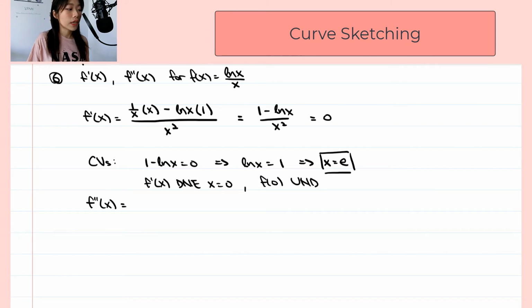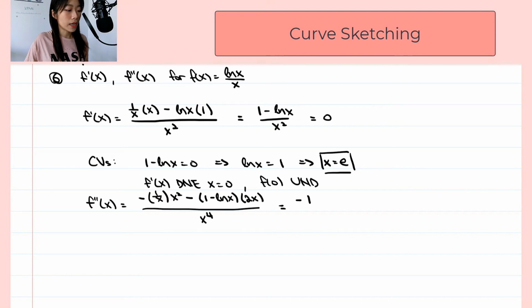So we take the derivative again from the first derivative. The first derivative was (1 minus ln of x) over x squared. So again, we need to use the quotient rule. From here we get (negative 1 over x times x squared minus (1 minus ln of x) times 2x) over x to the power of 4. And this equals negative 1 minus 2 times (1 minus ln of x) over x cubed.